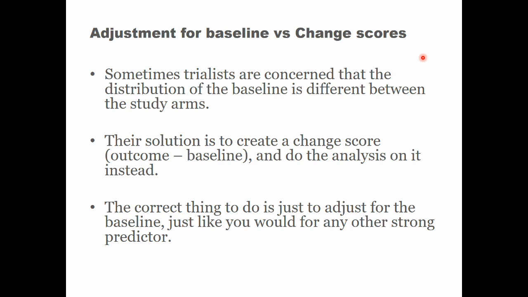And so the real thing you should do, the correct thing to do, and this is completely non-controversial among statisticians working in clinical trials, is that you just adjust for the baseline variable like you would for any other strong predictor. And that should tell us too that when we have an outcome that I can measure prior to randomization, that's strongly correlated with the outcome at the end of the study, then that's a strong predictor.